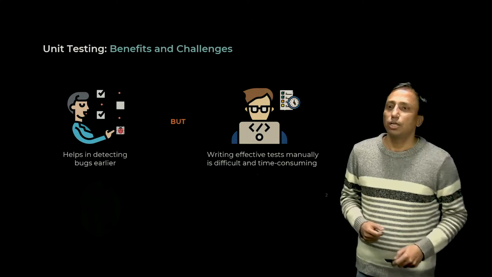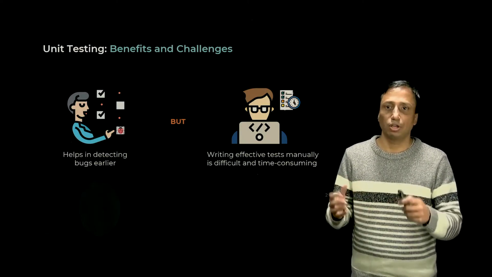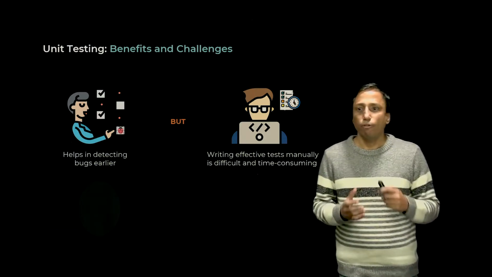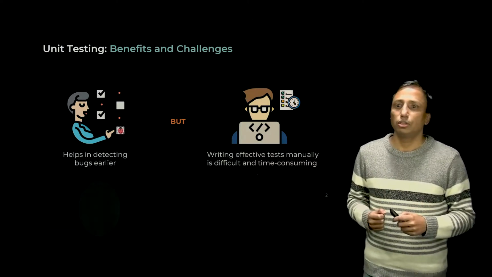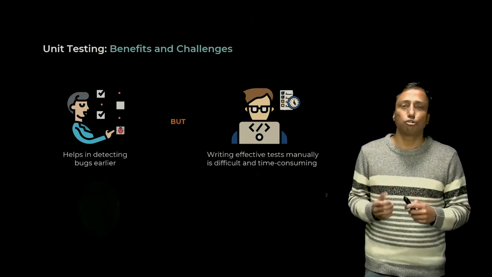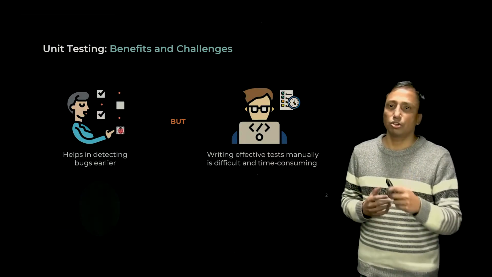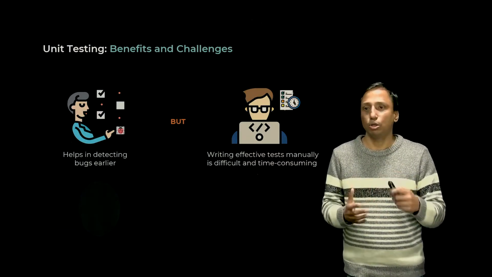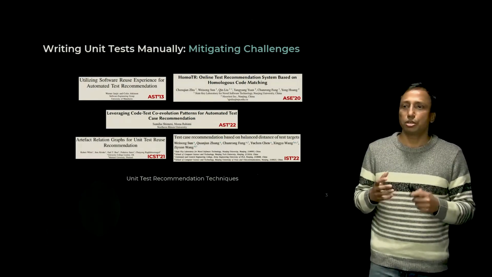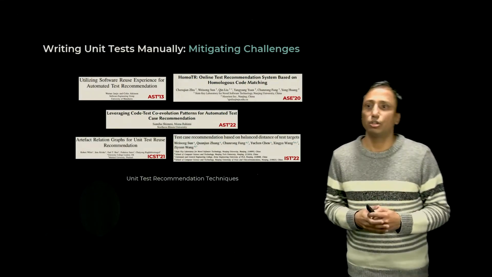In this work, we selected unit testing because it is a popular form of testing and it has several advantages. For example, it helps in detecting bugs earlier. However, writing effective tests manually is a difficult and time-consuming task. For example, developers have to identify all potential test inputs that could be used to exercise the target components thoroughly, which is a challenging task. So, to ease the process of writing tests manually from scratch, researchers have proposed various test recommendation techniques.